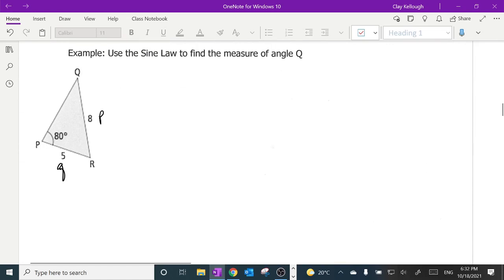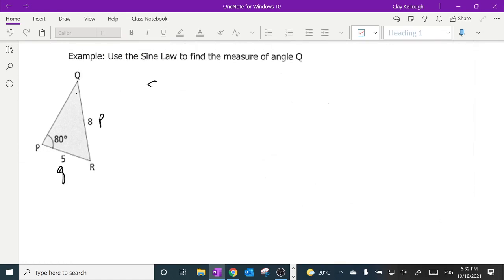I am looking for angle Q, so I'm going to put sine of angle Q on top, which means I got to put little side q on the bottom. Yes, that's how I make a q. The kids in class made fun of it too. I'll make it there. Is that better?